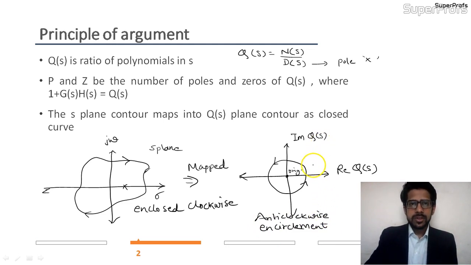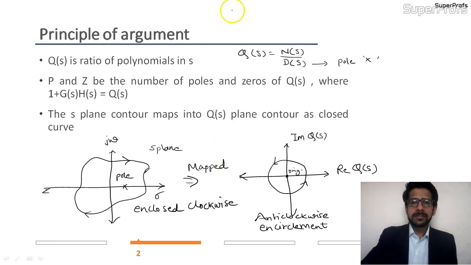Okay, so for a pole you get anti-clockwise encirclement, and for a zero you get clockwise encirclement around the origin of Q of S. Now we will try to translate this particular discussion into a mathematical equation.